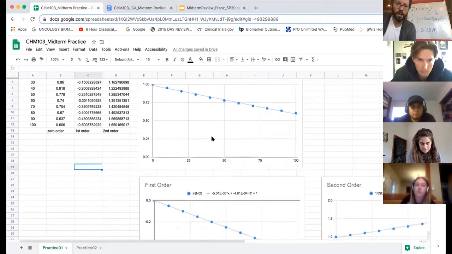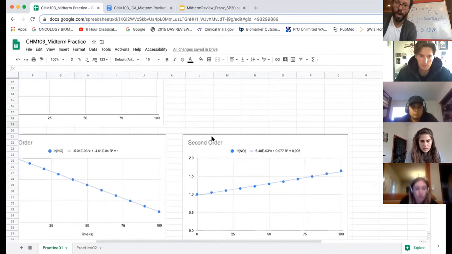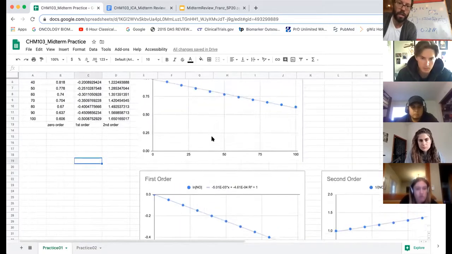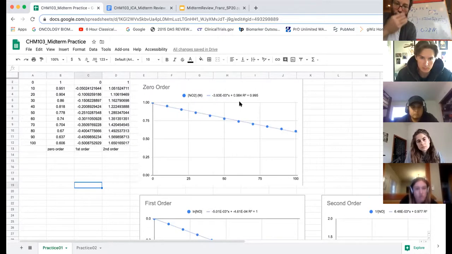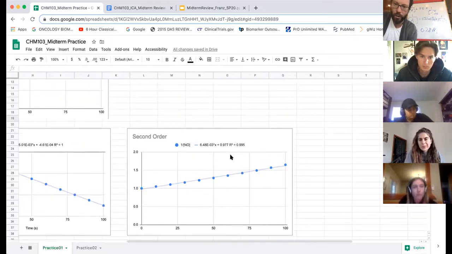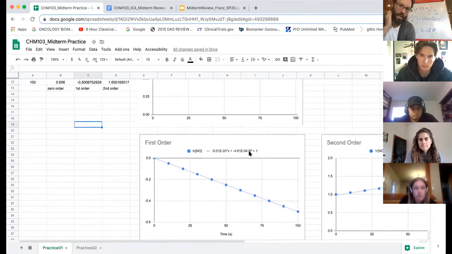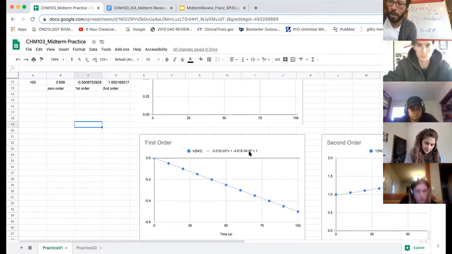And if you look at these plots, they all look pretty darn good, right? So that's challenging when trying to figure out which order it is. For that, we can look at the R squared. For zero order, it's 0.995. For first order, it's 1, which is right on the money. And then 0.995 also for second order. Since this R squared is the best, we're going to say that it's a first order reaction.